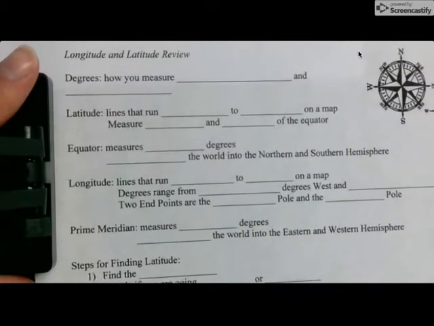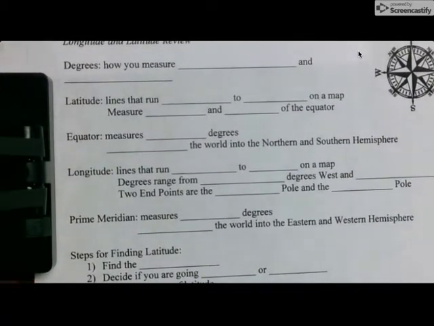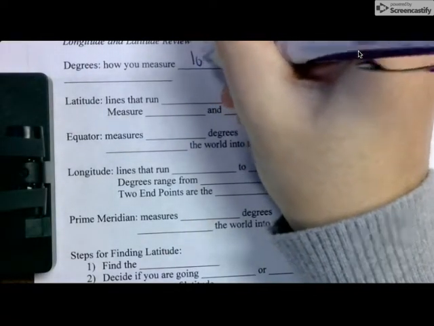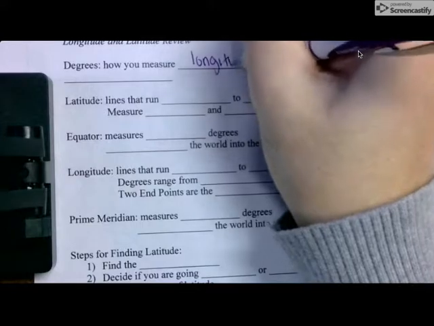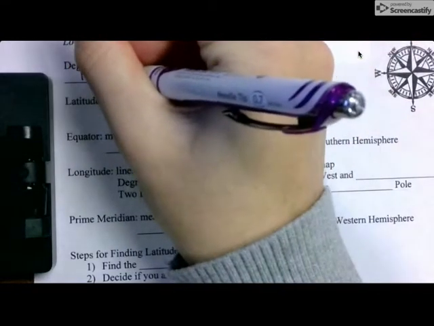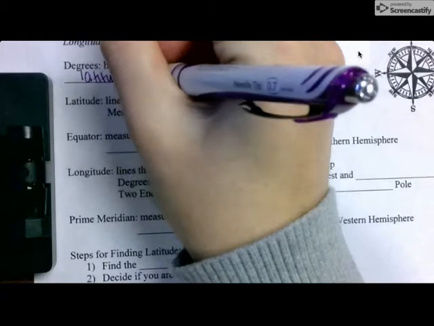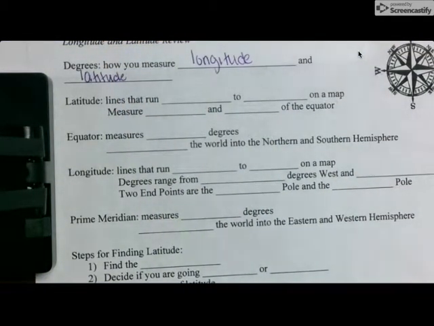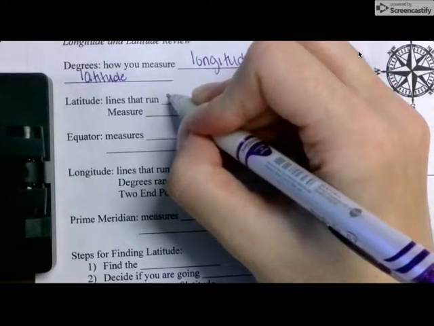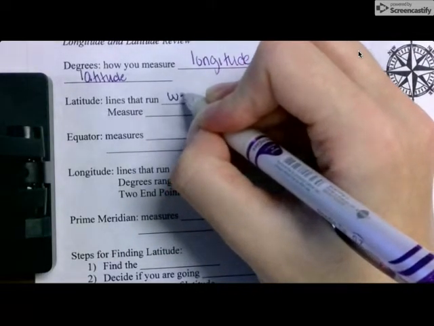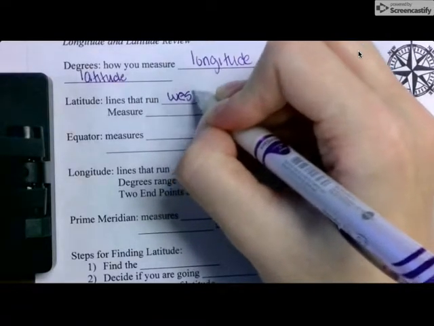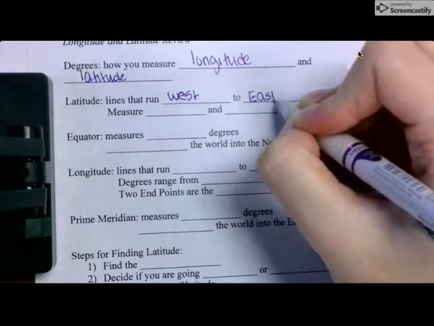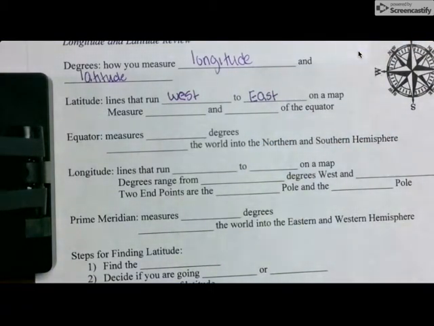All right. The next part is a little bit harder, but again, it should be review. So we're looking at degrees. Degrees is how you measure longitude and latitude, which is just a fancy way geography people say X and Y. Latitude is lines that run west to east.